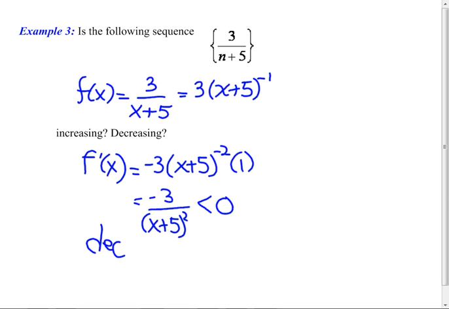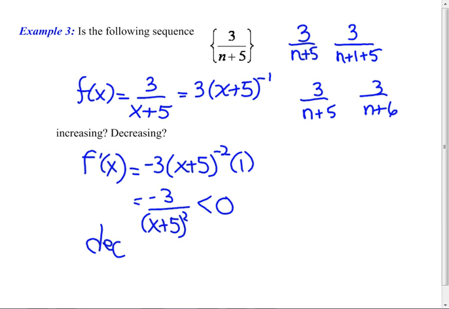But you don't even have to do that. You just look at it. So here's the nth one. How does that compare to the next one? Well, n is going to go up by 1, so it's going to be n plus 1 plus 5. So 3 over n plus 5, and 3 over n plus 6. You just have to take a second and pause. Which one's bigger? I've increased this denominator, so I'm going to divide by a bigger number. This is going to get smaller. That's right. But you have to think a little bit, don't you? It's so easy to get that wrong. Okay, I have to think a little bit. So this is clearly decreasing.